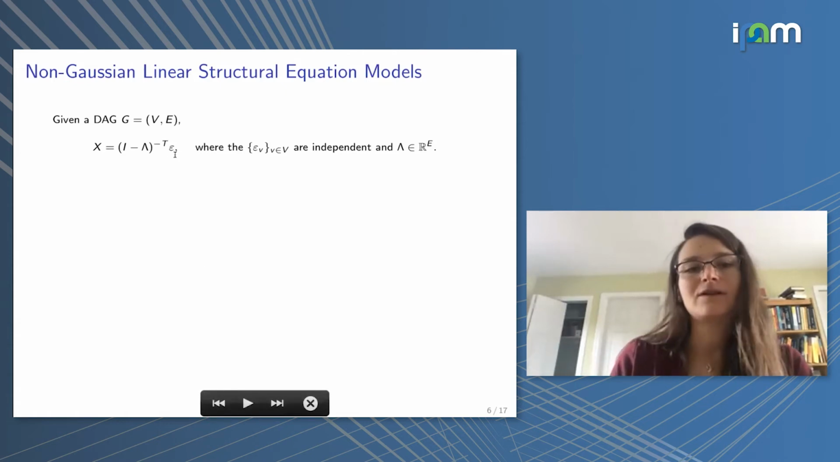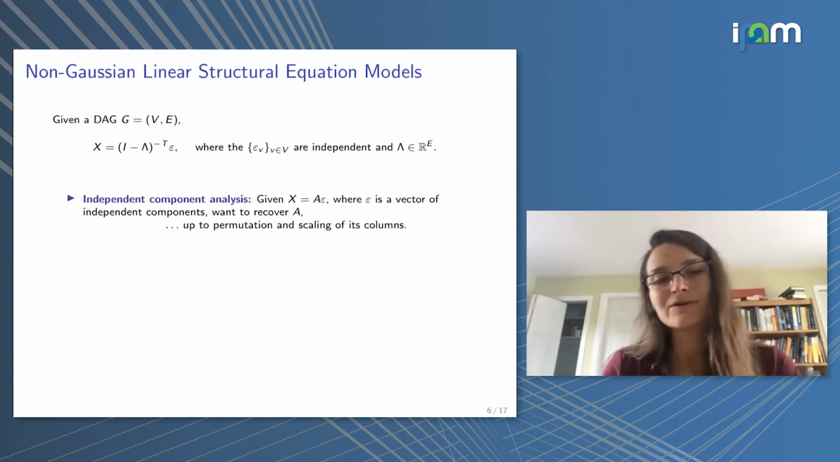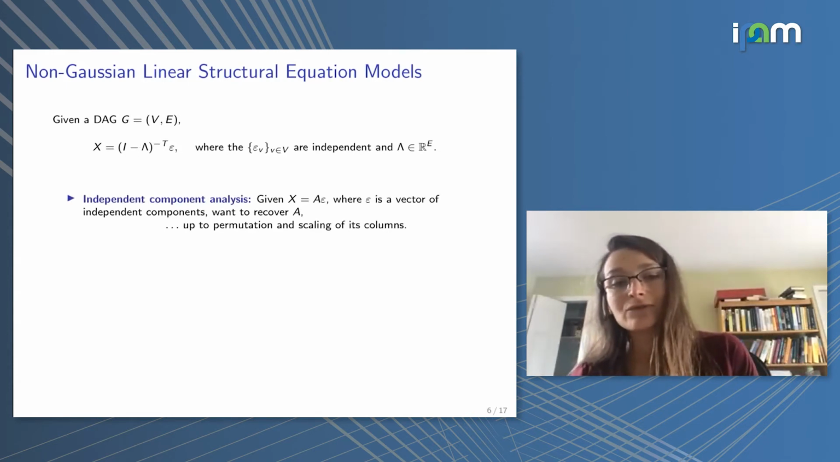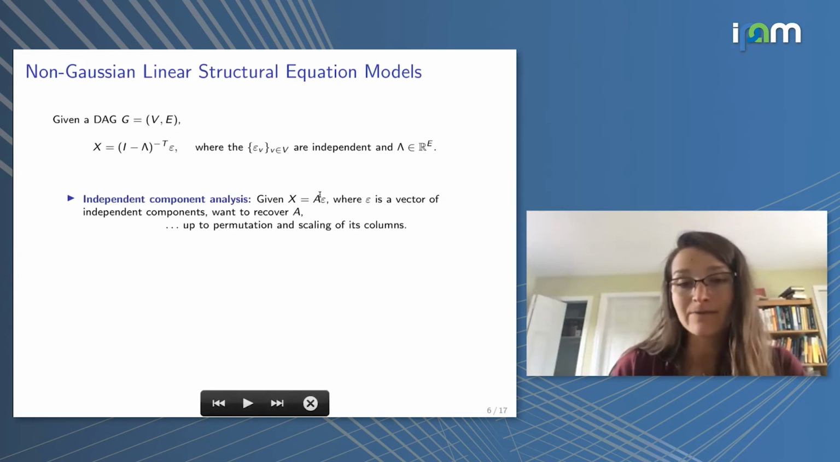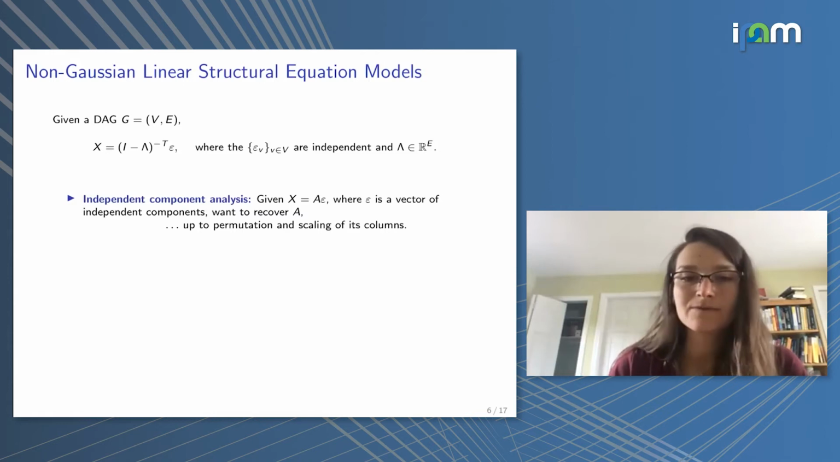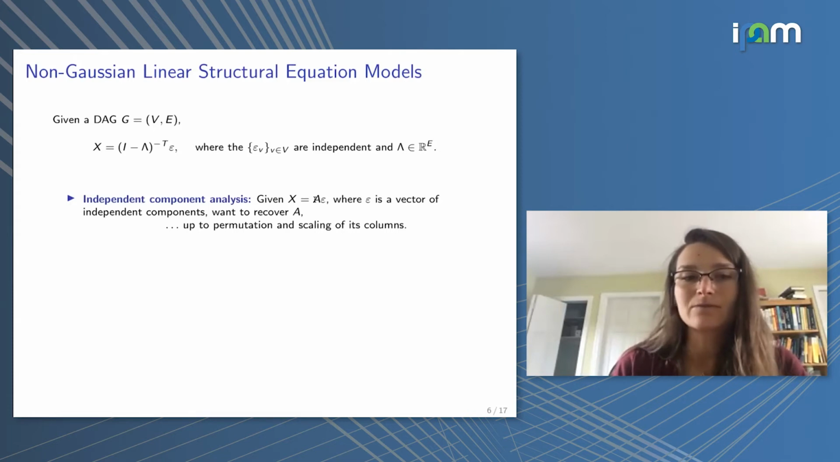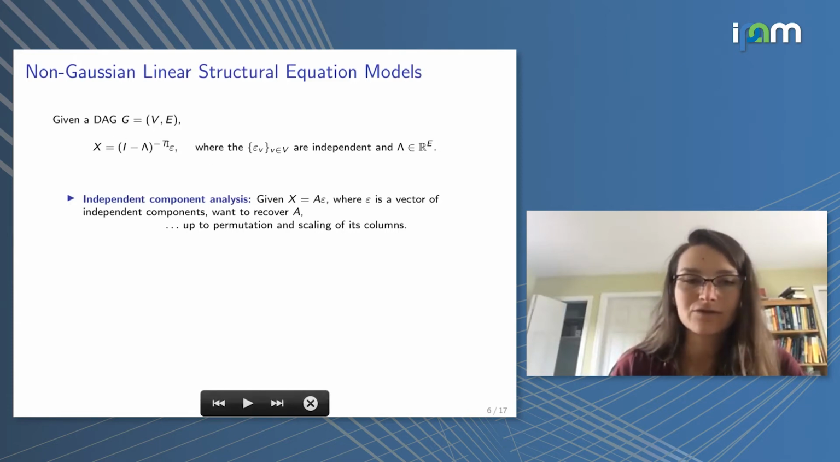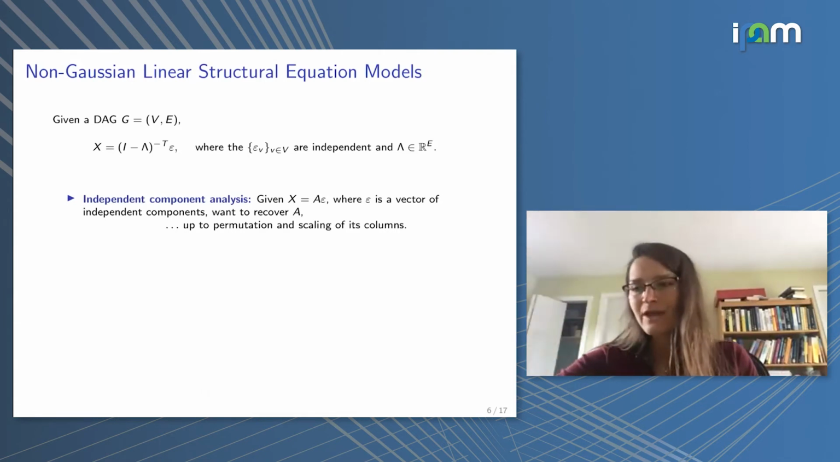So here is, again, our equation. X is this linear transformation of the noise, and lambda comes from the graph. And there's a problem called independent component analysis, which solves a very similar problem. We're given that the random vector x is some linear transformation A of a random vector epsilon, which has independent components. And you would like to learn this linear transformation A. This is really a very similar problem because here, instead of A, we have this matrix (I minus lambda) inverse transpose. And again, we have the noise term vector epsilon, and we would like to recover A.